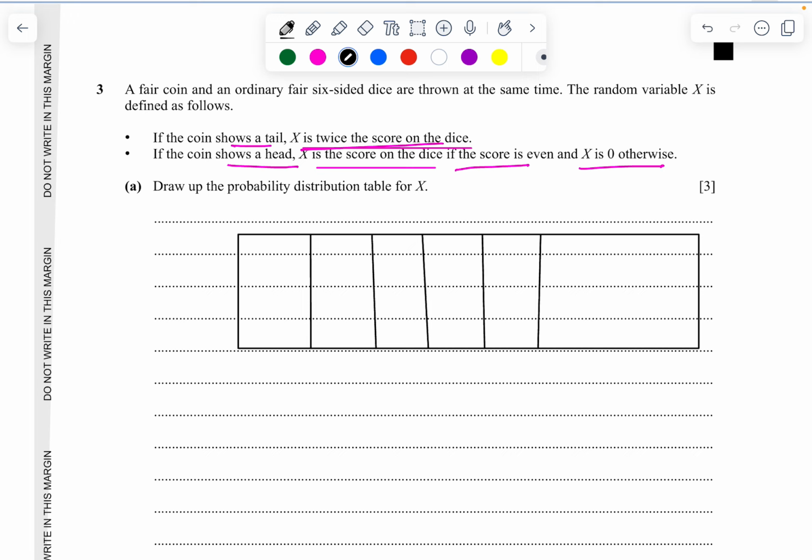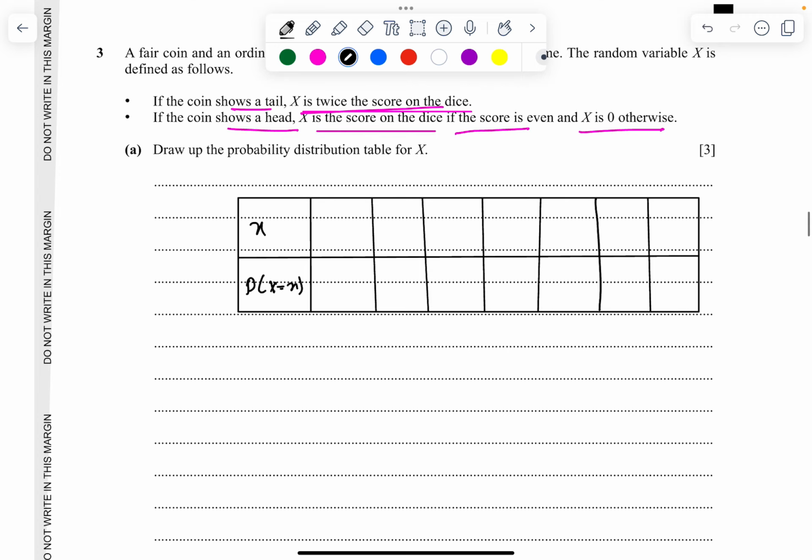So let me draw the table over here. I am drawing it out over here. So this is x, this is probability of capital X equals small x. Now, if it shows a head, the score is an even number. If it shows a tail, so it can show a tail or a head, if it is a tail, twice the score.